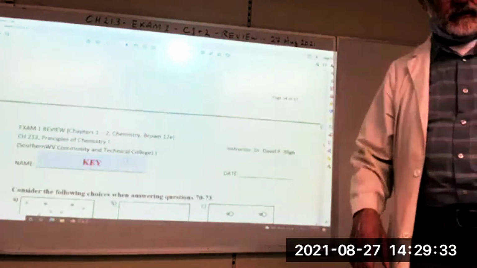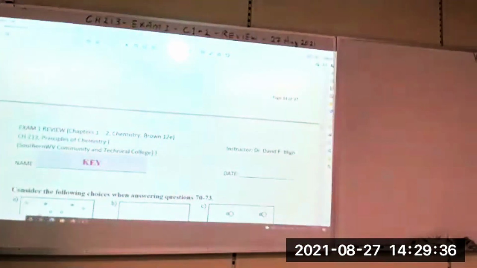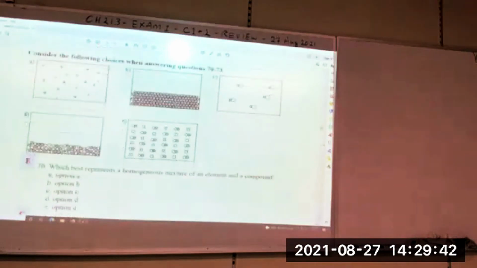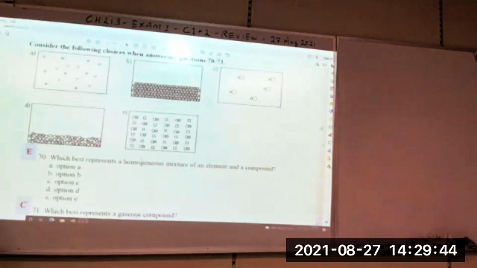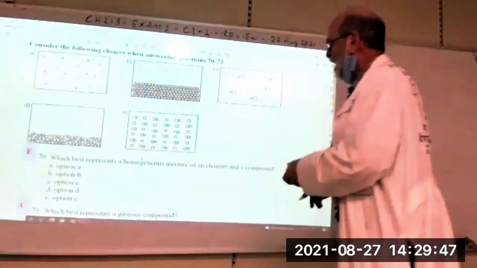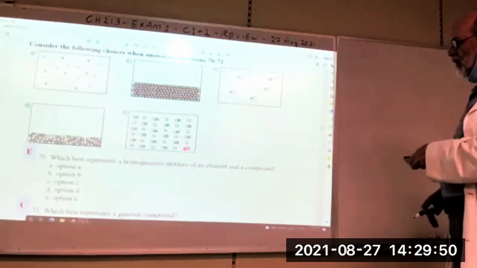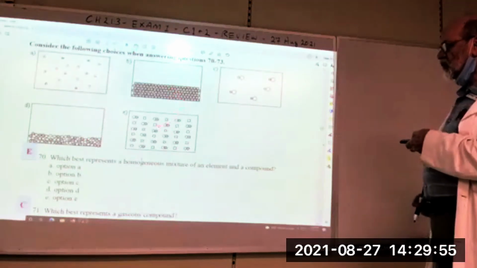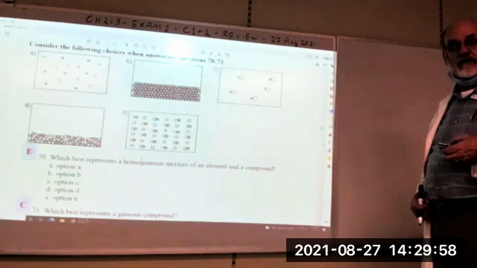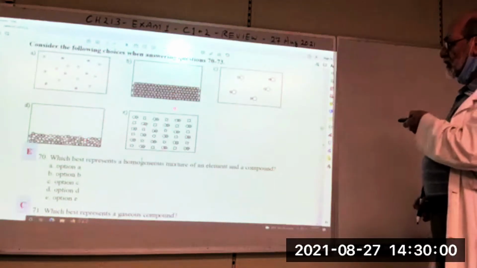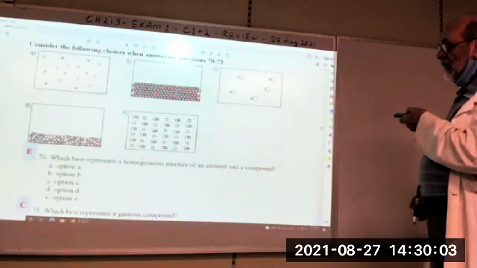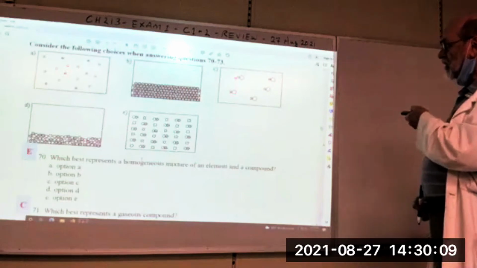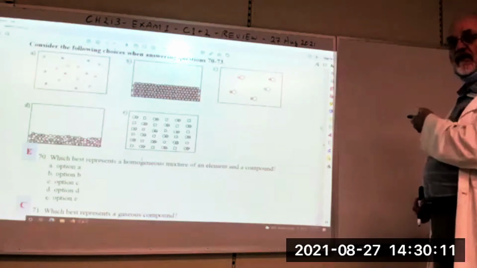All right. Oh, here's a tricky one. It's got a picture that goes with it. Let's see if we can explain this one. We'll do 70 first. So you have these pictures here, and you have to understand what they mean. Each one of these circles or squares is an atom. So these are all one type of atom. Here we've got two different types of atoms. Here we've got one atom of one and one atom of the other combined in a molecule.